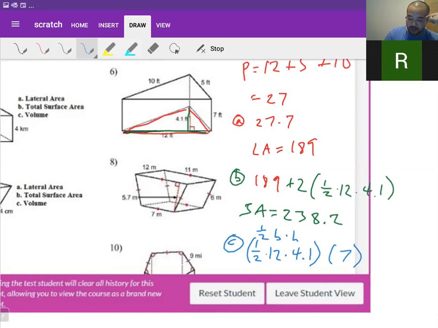Base times height, and this is the height. Oh, that's confusing. They're different heights. Okay, 0.5 times 12 times 4.1 times 7. So the volume of this one is 172.2. Volume equals 172.2.